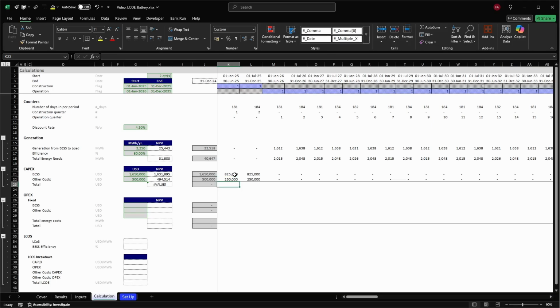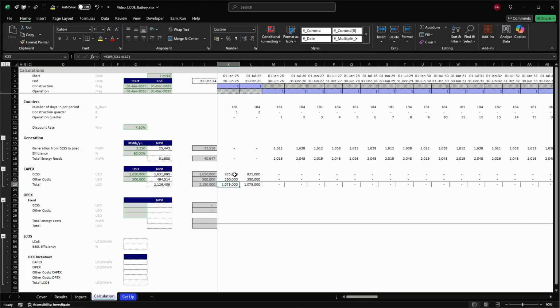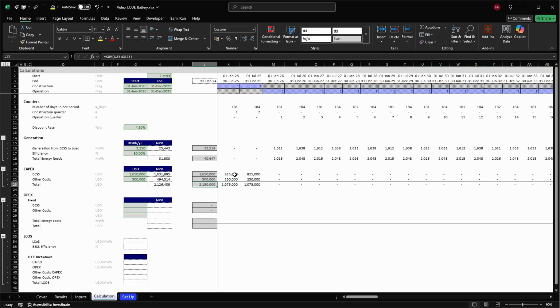What we have to do now, I'm going to press Alt equals to sum everything, and I'm going to copy and paste across. And there we go. So let me just re-read the formulas. And there we go. So everything seems to be calculated correctly over here. Okay, let's move on now to the opex.